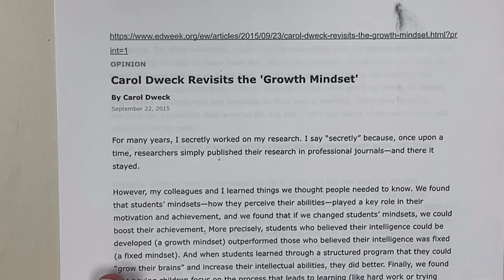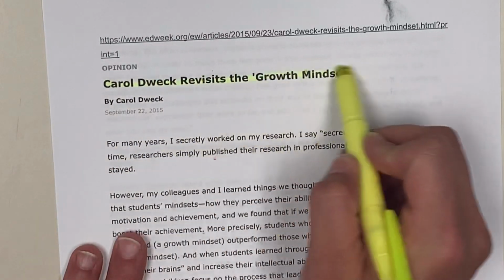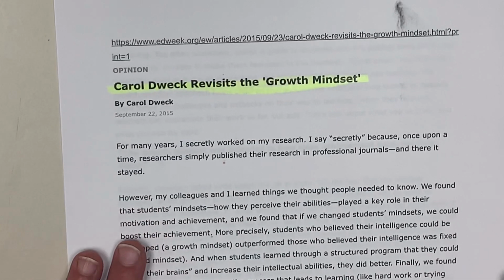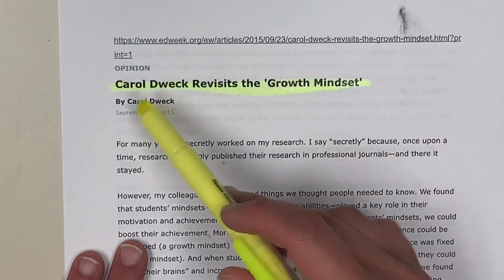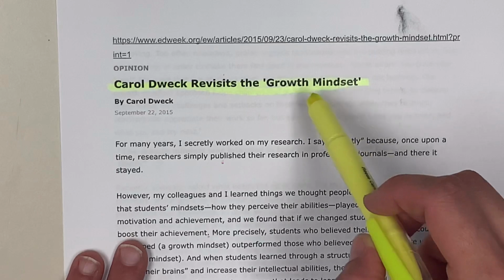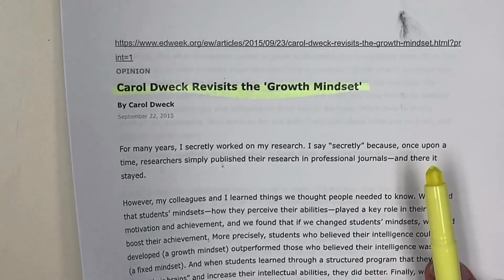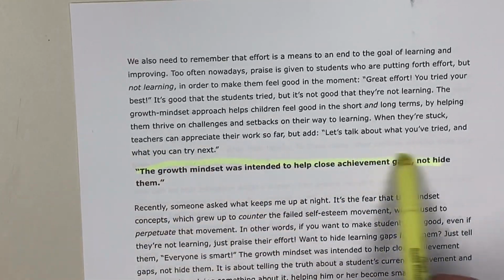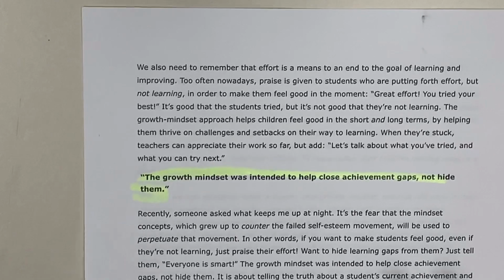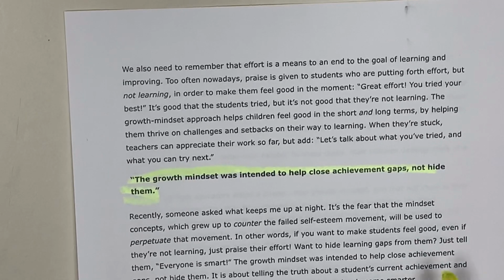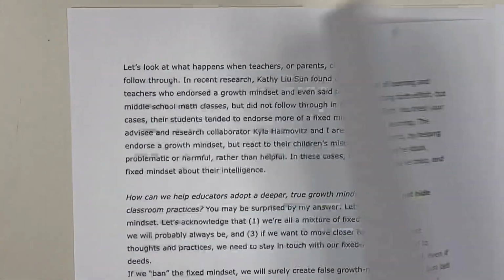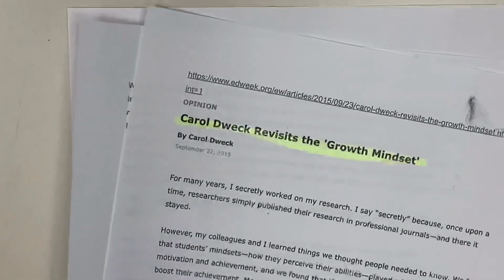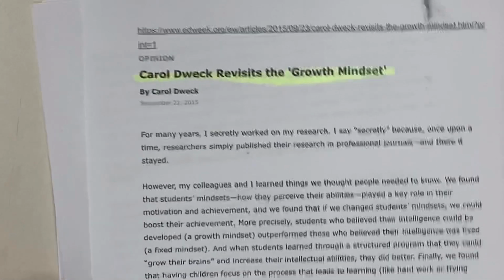Okay, so the first step of SQ3R is survey. During the survey step, we are going to read the headings and the subheadings and try to figure out what this article is going to be about. Our heading here is Carol Dweck revisits the growth mindset. We have a bold text, but that's really the only other bold thing in here. We don't have any images or tables or anything like that. Our bold text is: the growth mindset was intended to help close achievement gaps, not hide them. So we're talking about growth mindset here and how people have applied it.